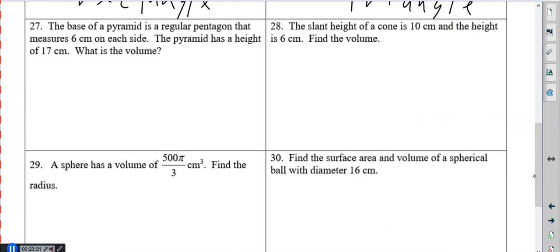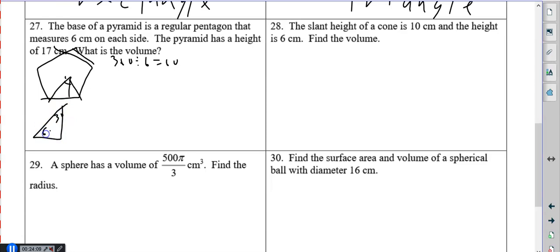The base of a pyramid is a regular pentagon that measures 6 centimeters on each side. The pyramid has a height of 17. What's the volume? Okay, well, first we draw our pentagon. That's a horrible pentagon. Doing my best. Okay, so we need to do this. So 360 divided by 6 gives us 60. So this right here is 30. This is 60.